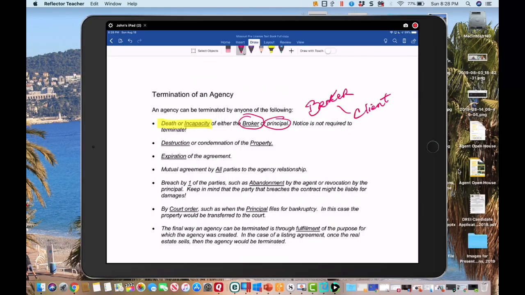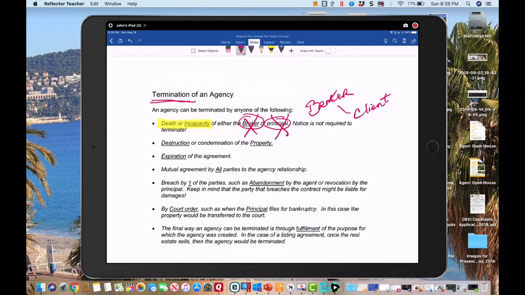But here's what I want you to understand. Those listings that the sales associates go out and get are between who? They are between the broker and the client. And we also studied that a buyer's agency agreement carries the same weight as a listing agreement. So one of the things I want to go over here, and you need to understand, is that if the broker dies, it terminates the listing, doesn't it? If the client dies, the listing's terminated.